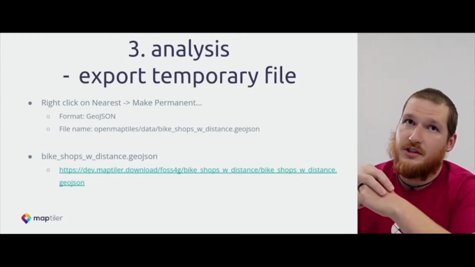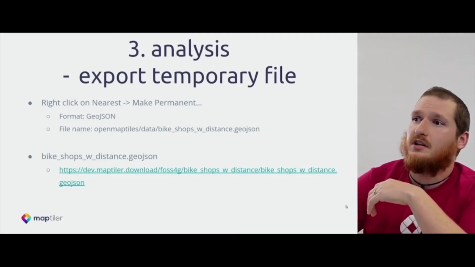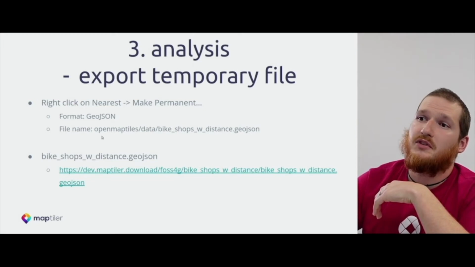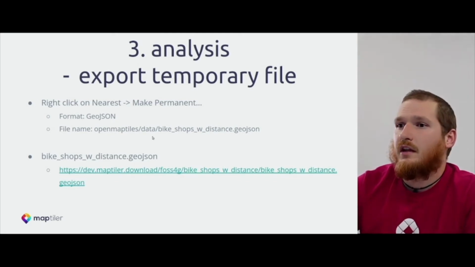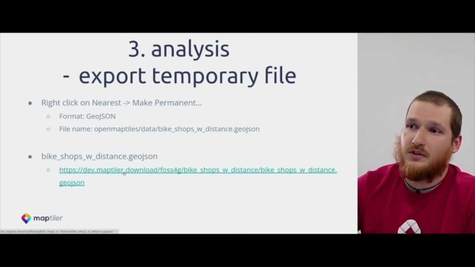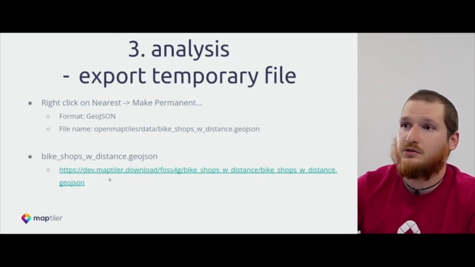We will save it as GeoJSON, as the input data were in GeoJSON, and we will call it bike shops_w_distance GeoJSON, and we will save it into the OpenMapTiles data folder. In case you weren't able to do the analysis in QGIS, you can download this processed file from the FTP server. This is the file you should get to in this step. So if there was any issue during the spatial analysis, let's download this file and you are good to go.